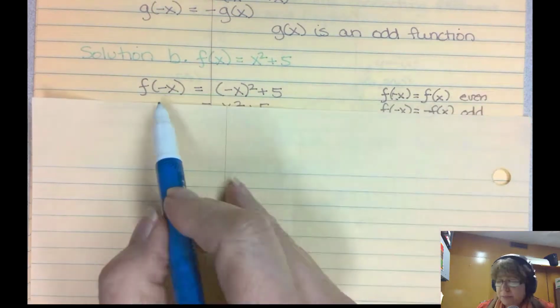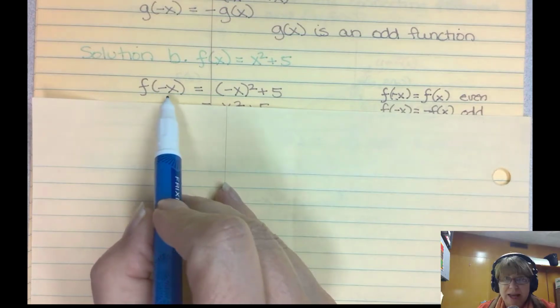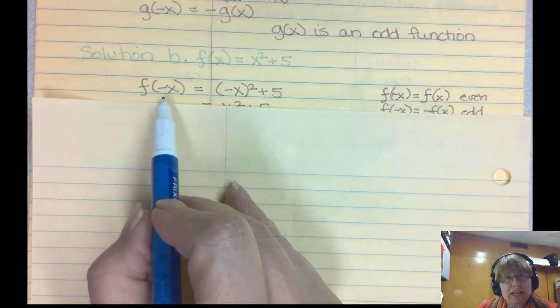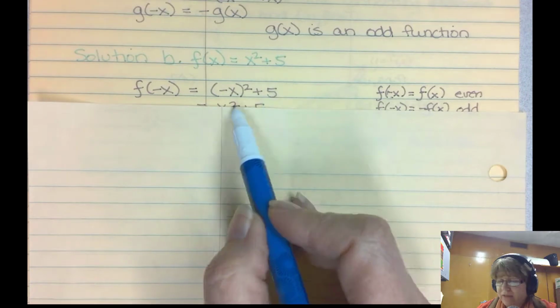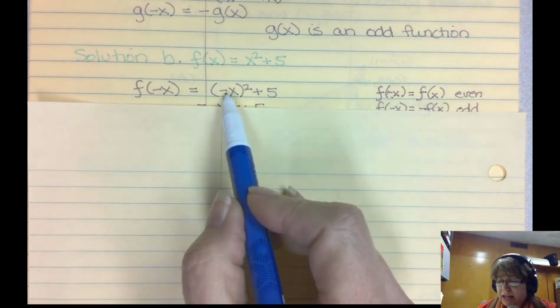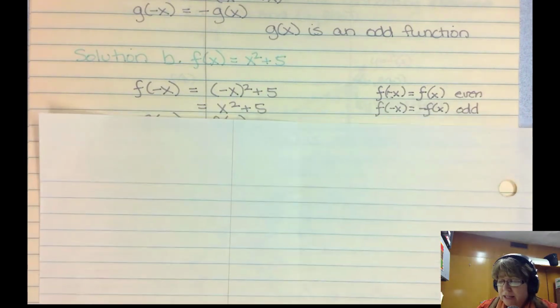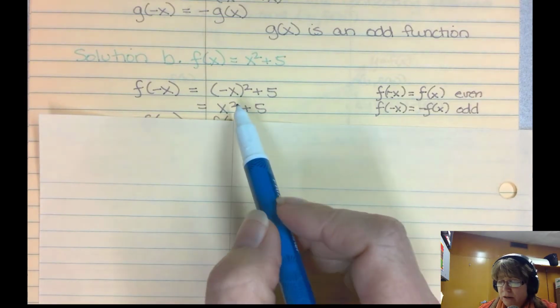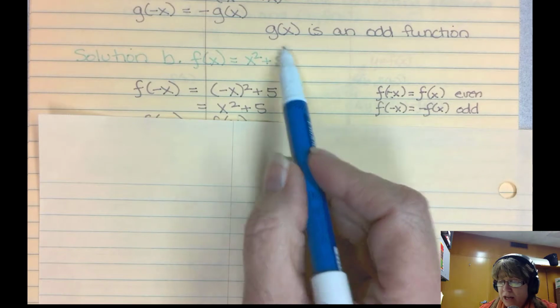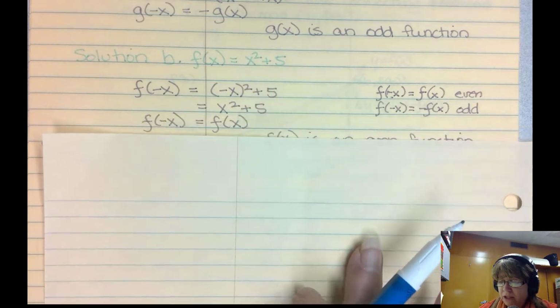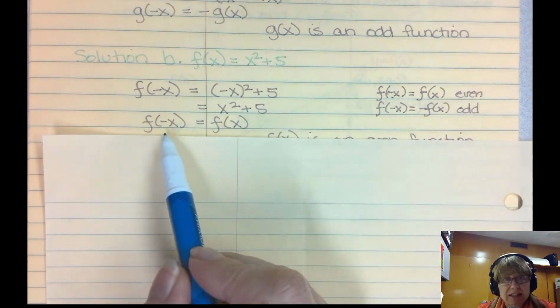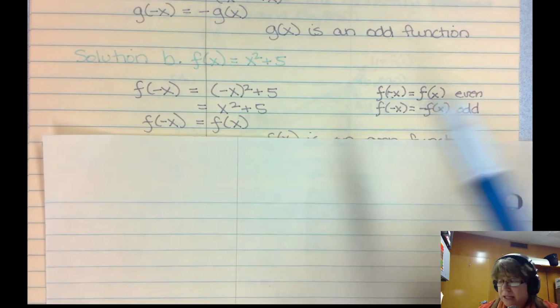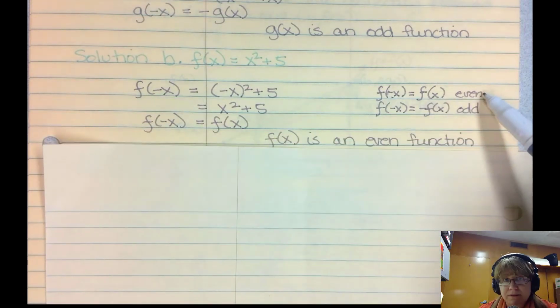All right, let's plug in a negative x and see what happens. f of negative x equals negative x squared plus 5. Negative x squared is positive x squared plus 5. And, well, positive x squared plus 5 was indeed our function. So f of negative x equals f of x, and that means it's an even function.